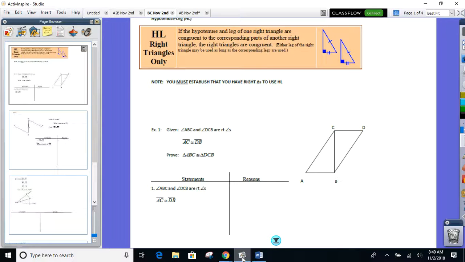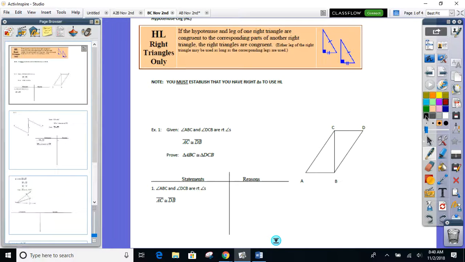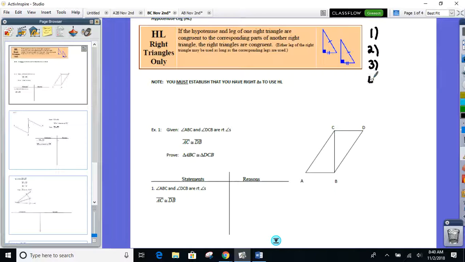All right, here we go. First thing, remind me of the 4 that we already know. Side, side, side. Side, angle, side. Angle, angle, side. And then if the side is in between, angle, side, angle.